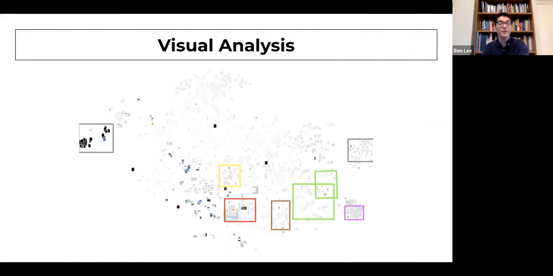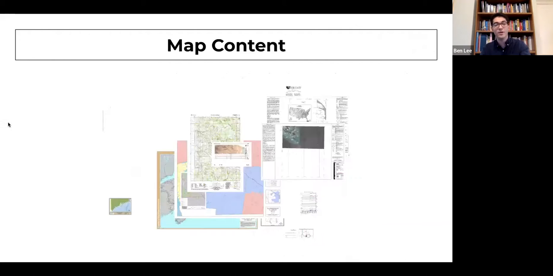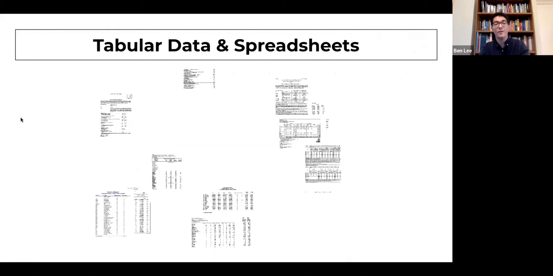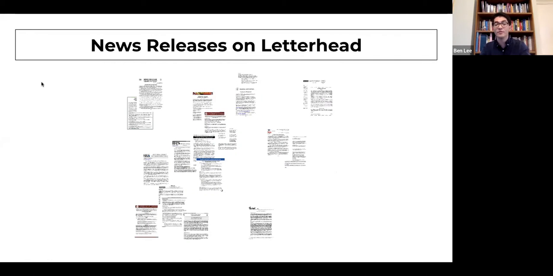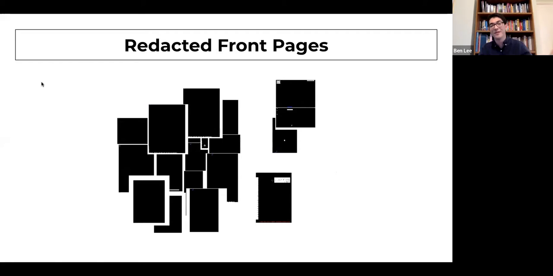And what we find is that if we zoom in on some of these clusters, we find some really interesting and semantically relevant ones. So for example, if we zoom in on this cluster, we find map content, which is a great way of isolating this collection that might not show up through facets or text. We find tabular data in spreadsheets. We find issues of the Federal Register and the Code of Federal Regulations. We find templated forms, news releases on letterhead, and perhaps my favorite, redacted front pages, which are really fun.